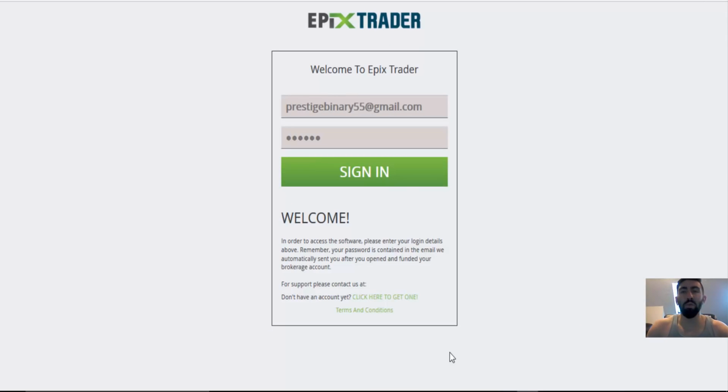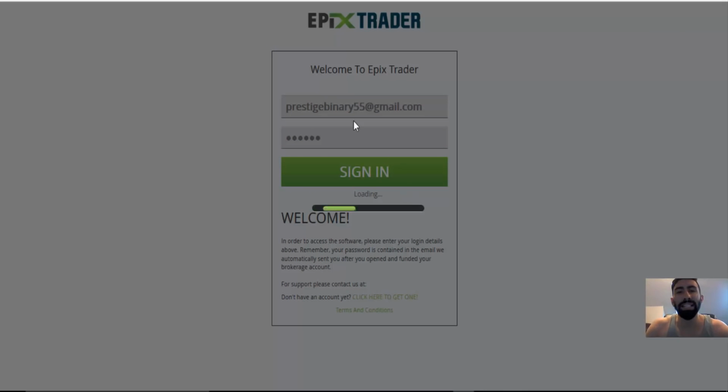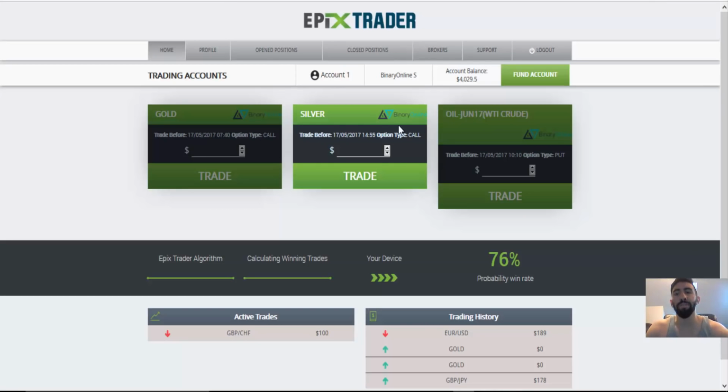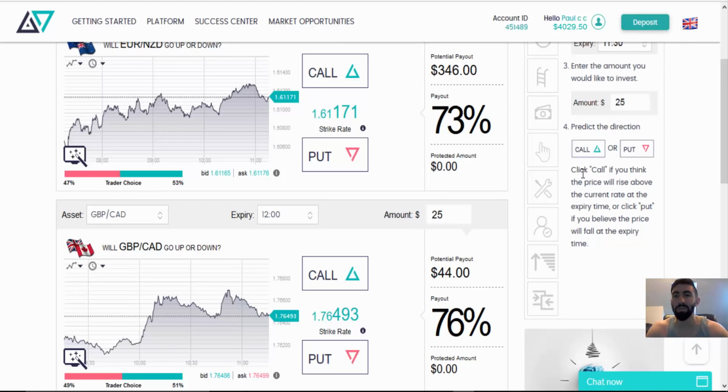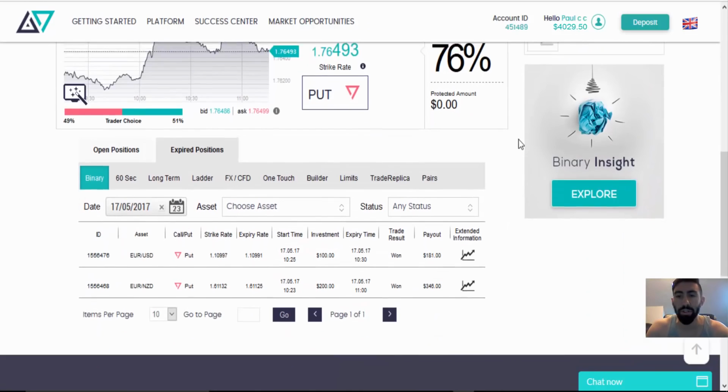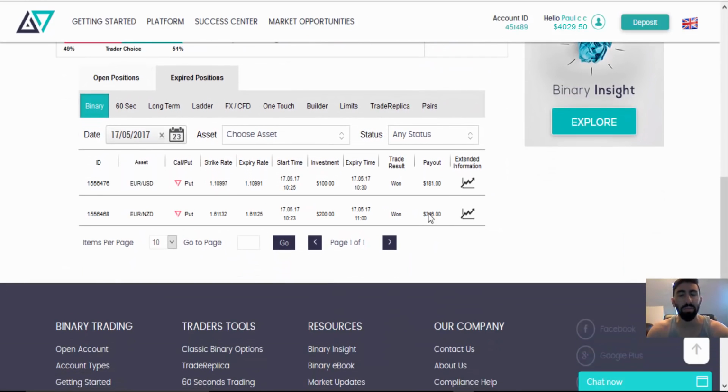Okay, folks, we are back. So let's log back in and take a look at those results. From the account balance, we had a huge boost in profits. So we definitely had some success with those two trades. But let's take a closer look here in our closed trade account within our broker. So here we have our Euro USD and the Euro NZD.